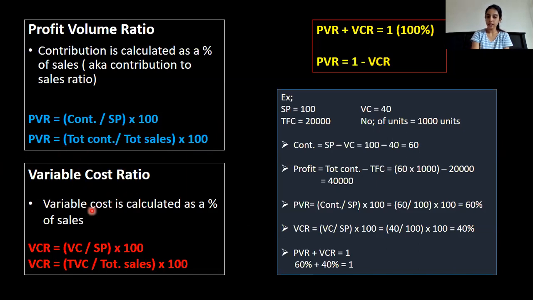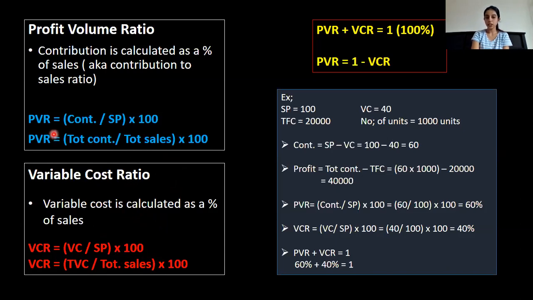And the variable cost ratio is also one of such similar concepts as PVR. So variable cost is calculated as the percentage of sales. So when variable cost is calculated as a percentage of sales, again the definition itself gives you the equation: variable cost over selling price into 100. In terms of total figures, total variable cost divided by the total sales into 100. So there's an important relationship in between PVR and VCR.